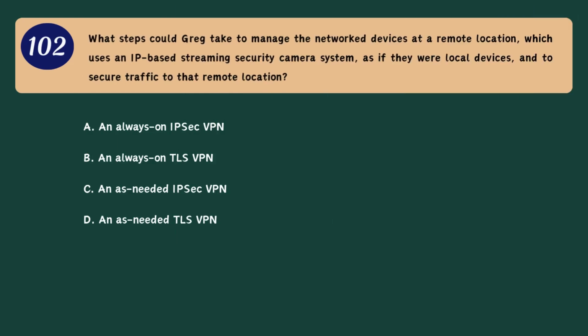Question 102. What steps could Greg take to manage the networked devices at a remote location, which uses an IP-based streaming security camera system, as if they were local devices, and to secure traffic to that remote location? A. An always-on IPsec VPN. B. An always-on TLS VPN. C. An as-needed IPsec VPN. D. An as-needed TLS VPN.